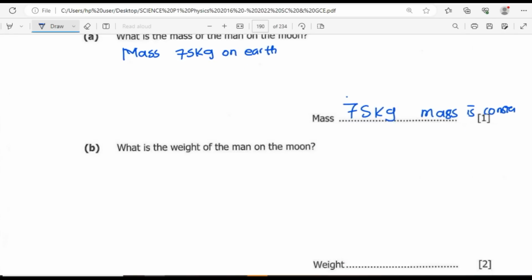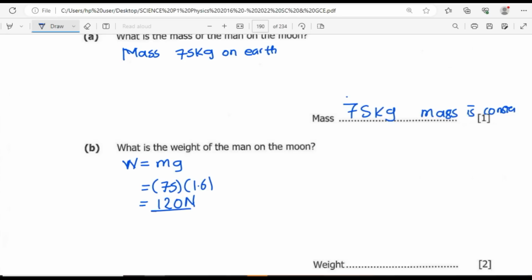So for question B, what is the weight of the man on the moon? Now weight is equal to mass multiplied by gravity. So the mass is 75, then gravity on the moon is 1.6. So if you multiply 75 by 1.6, you get 120. So the weight is 120.